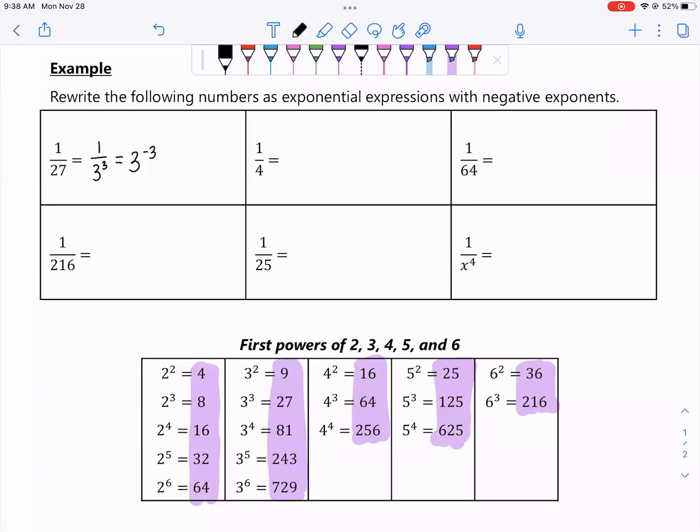Now would be a good time to pause if you would like to try them. I'll let you pause. All right. Some of these are going to have multiple ways we could write them. So I could write 1/4 as 4 to the negative 1. I'm going to write it differently, but I know that 4 is the same as 2 squared. So this is 2 to the negative 2. Or you could write it as 4 to the negative 1. That would also work.